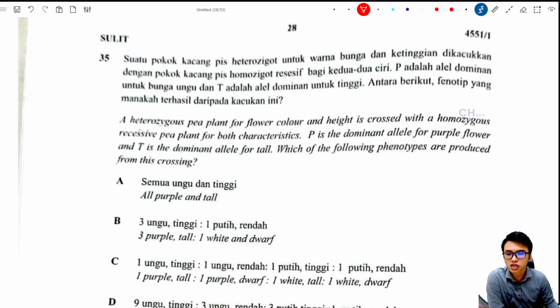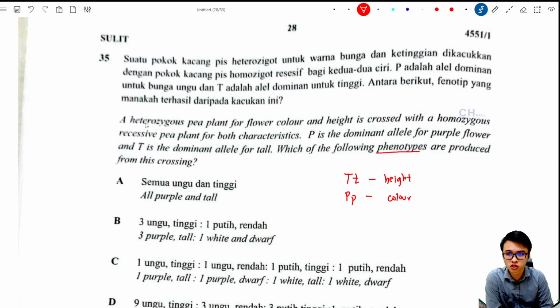Okay, question 35. A heterozygous P plants for flower colors and height is crossed with the homozygous recessive, blah, blah, blah. So P is the dominant allele for the purple plants, and T is the dominant allele for the tall. So we should have big T and small t in charge of the height of the plants. Big P, small p, they are the colors of the plants. We want to find out the phenotypes that are produced from this crossing.